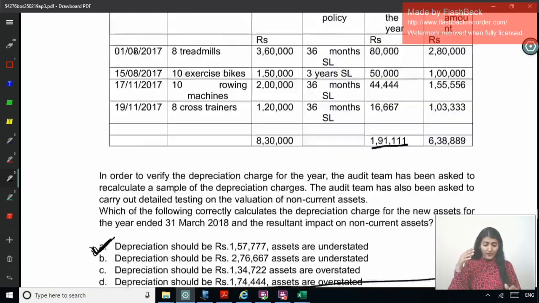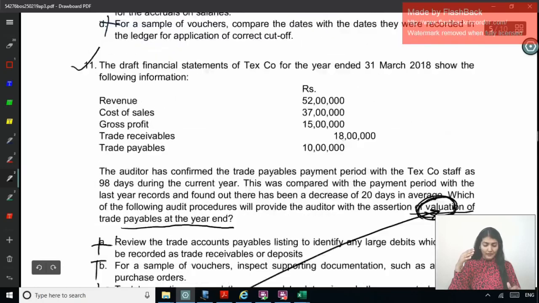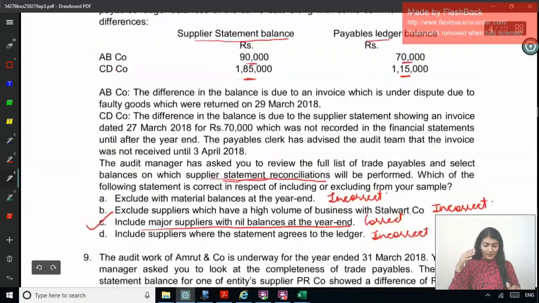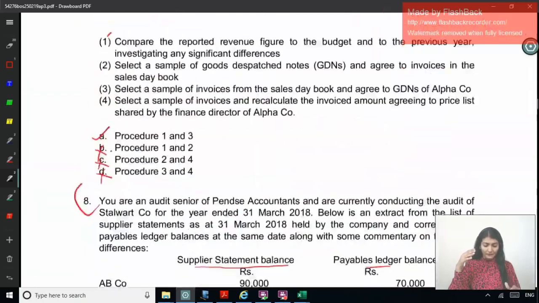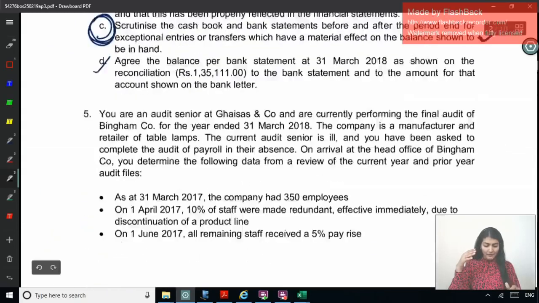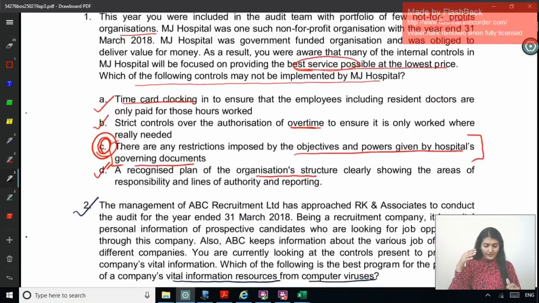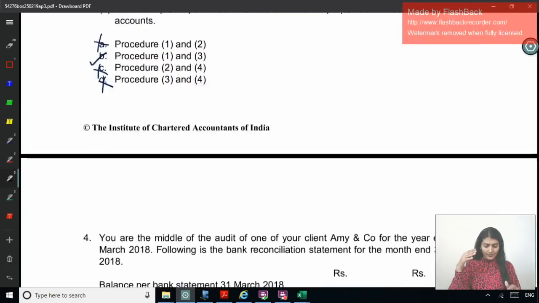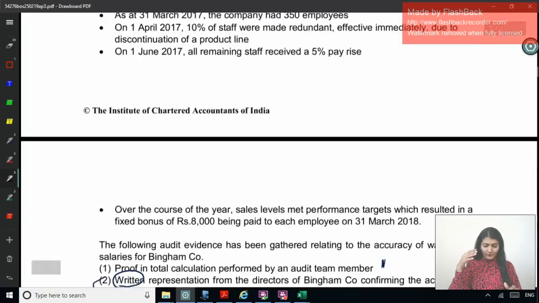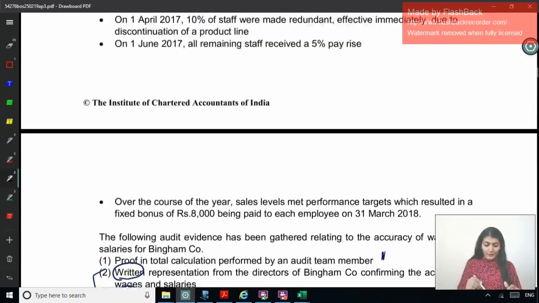I think this is very similar to a question which we've already seen. There the bonus given was 8,000. They've drafted a very similar question earlier also, in the same paper, if we look early above. Did we see one particular question of this type before also? Yes, this one. Over the course of the year, sales level met performance, fixed bonus of 8,000.